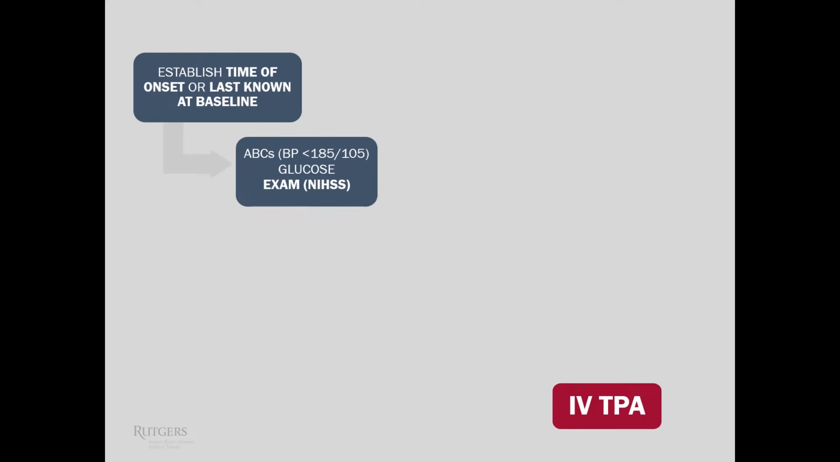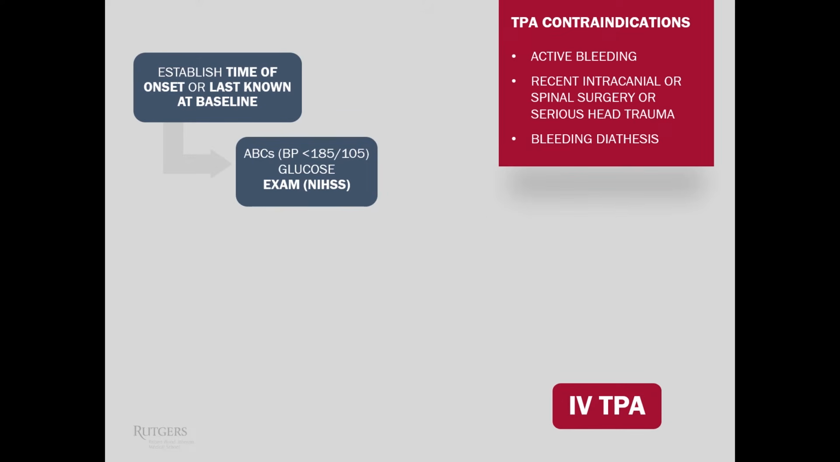We typically check a finger stick because hypoglycemia is a great mimicker of stroke. Elevated blood pressure is very common in stroke patients, and it's the single most significant risk factor for bleeding after TPA. So we have to lower the blood pressure to less than 185/105. The contraindications to TPA, by the way, can actually be summarized as 2 statements. Are you currently bleeding, or are you likely to bleed?